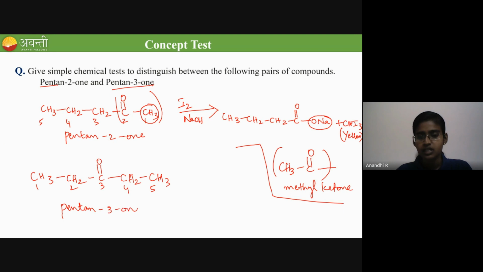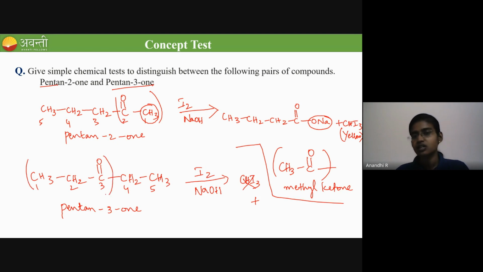This pentan-3-one on treatment with I2 and NaOH will not arrive at CHI3, or at this kind of product, because pentan-3-one doesn't contain a methyl ketone. Instead of a methyl ketone, it contains an ethyl ketone. So that's why we do not get iodoform on the product side, and because of that, a yellow precipitate is not formed in the reaction mixture. Since there is no color change in the reaction mixture, we can identify that the system has pentan-2-one and it is not pentan-3-one. This is how you can distinguish both the compounds.